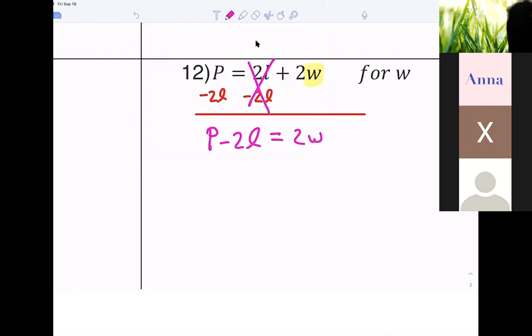Sienna, I think you're playing games. I'm asking you to solve for W. What's in front of W? What am I dividing by? Come on. I don't like playing around.